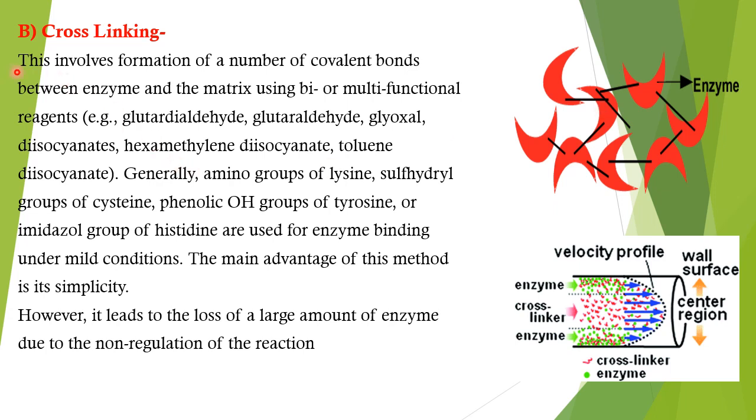This involves formation of a number of covalent bonds between enzyme and matrices using bi- or multifunctional reagents like glutaraldehyde, and glyoxal, and others also. Generally amino groups of lysine, sulfhydryl groups of cysteine, phenolic OH groups of tyrosine, and the imidazole groups of histidine are used for enzyme binding under mild conditions.